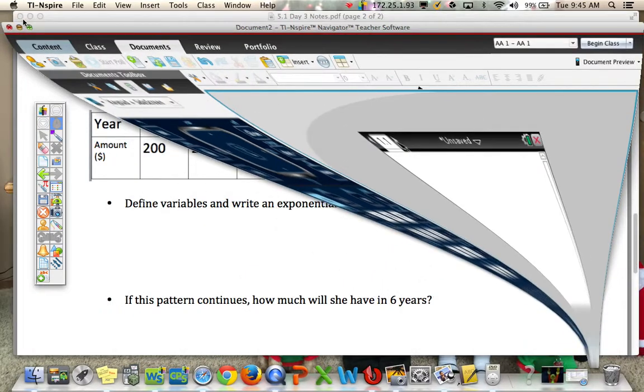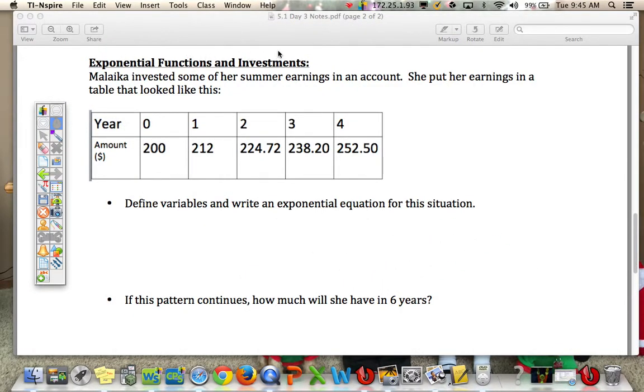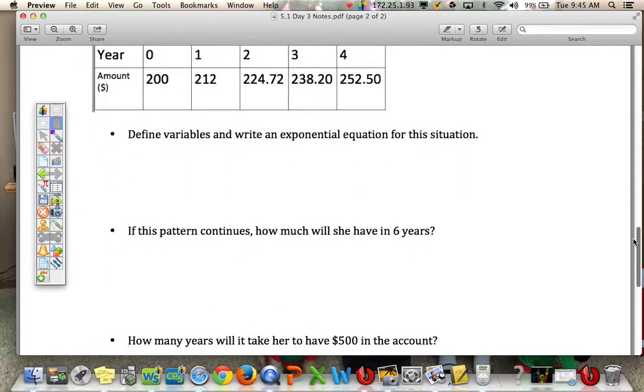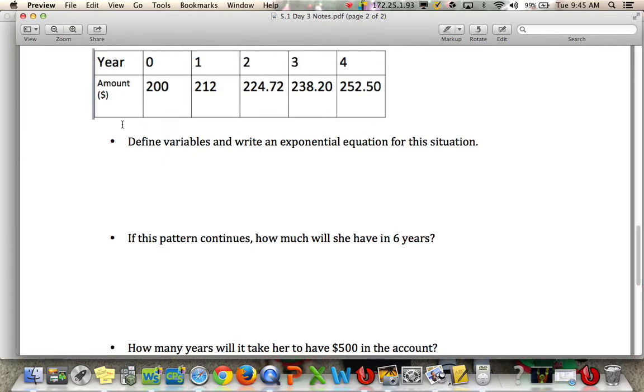Okay, so in this next problem, Malika invested some of her summer earnings into an account. She put her earnings in a table that looked like this. So this is some kind of savings account. She's earning interest. Define variables and write an exponential equation for the situation. So starting value would be 200.